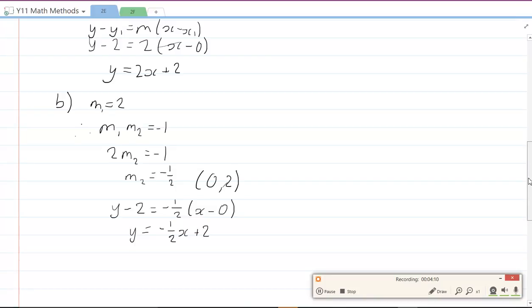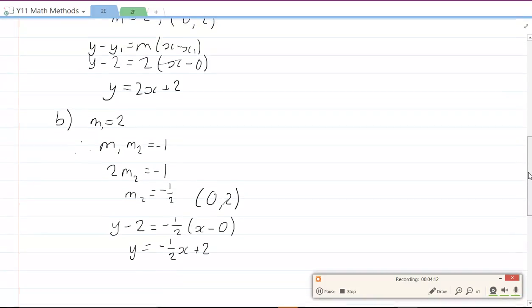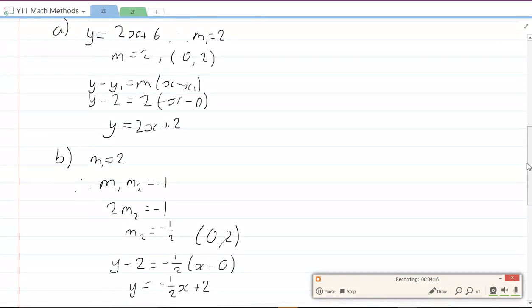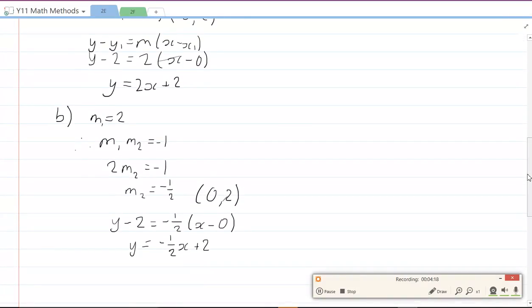Make sure you're copying these examples down in your book. You can also have a look at example 19 for another way that you can use the perpendicular line rule to help you find the equation of a new line. Exercise 2E is what we'll be working on for this one.